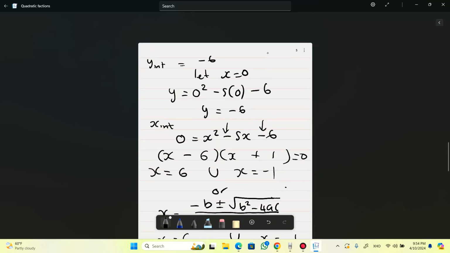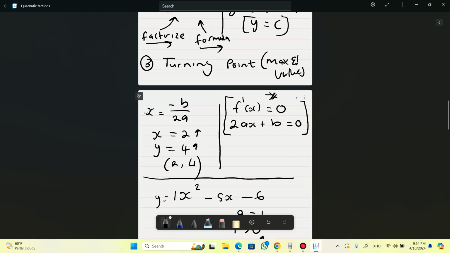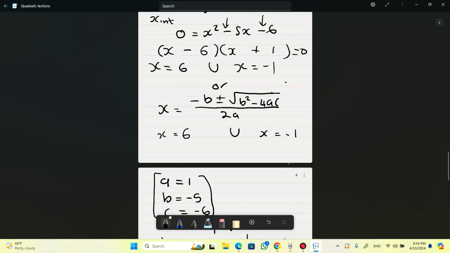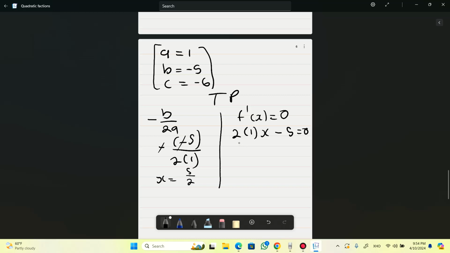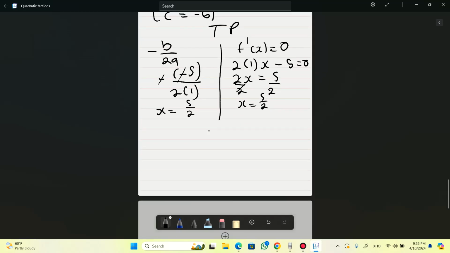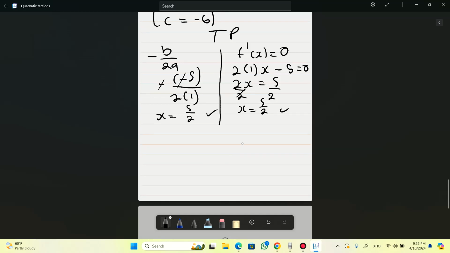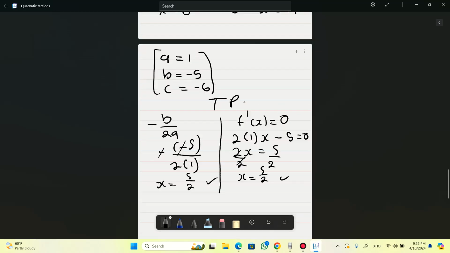So remember this equation here, 2ax plus b, right? In this case my b is negative 5, hence why I put the negative there. So I'll have 2x, 2 times 1 is 2, I transpose the 5 to the other side, divide by 2, therefore my x is equal to 5 over 2, right? So either way is correct.